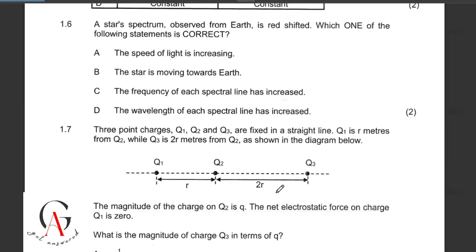And then 1.6, the star spectrum observed from the Earth is redshifted. Which of the following statements will be correct? So with 1.6, I'm going with option D.